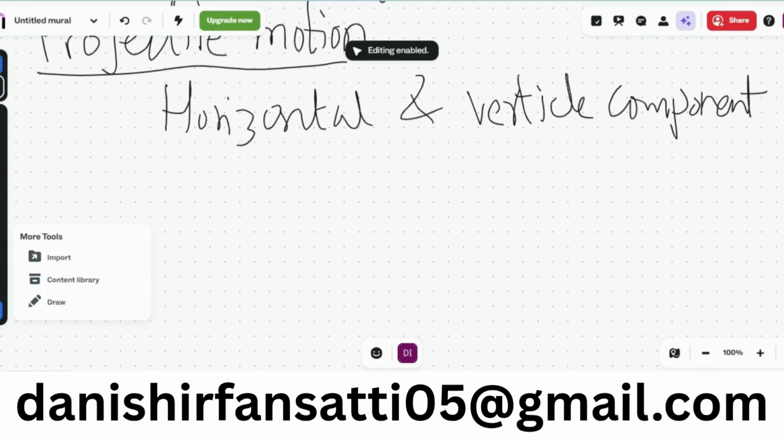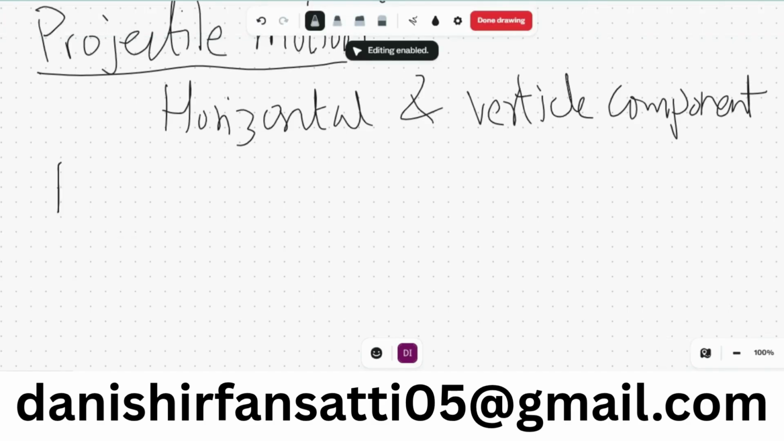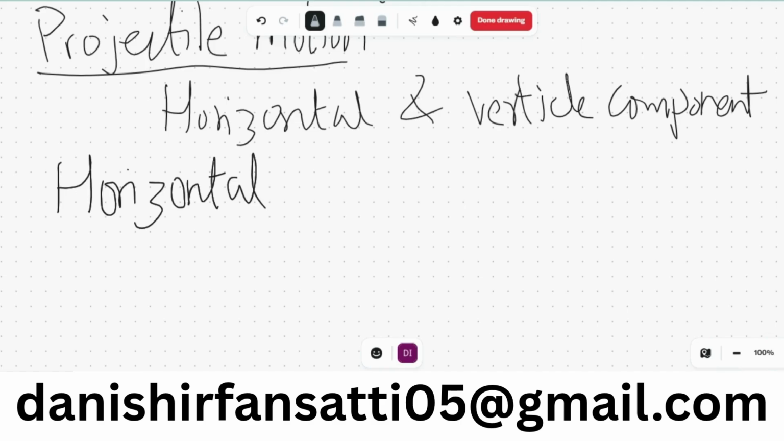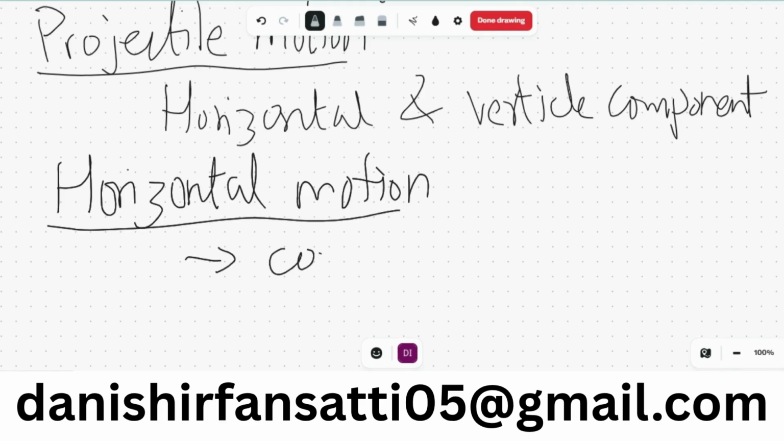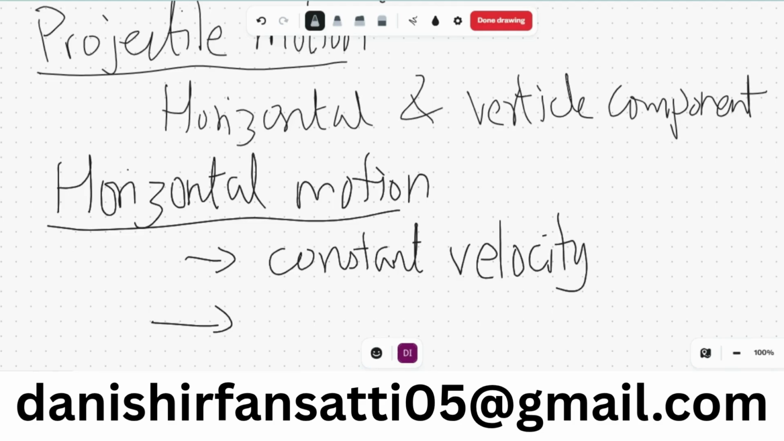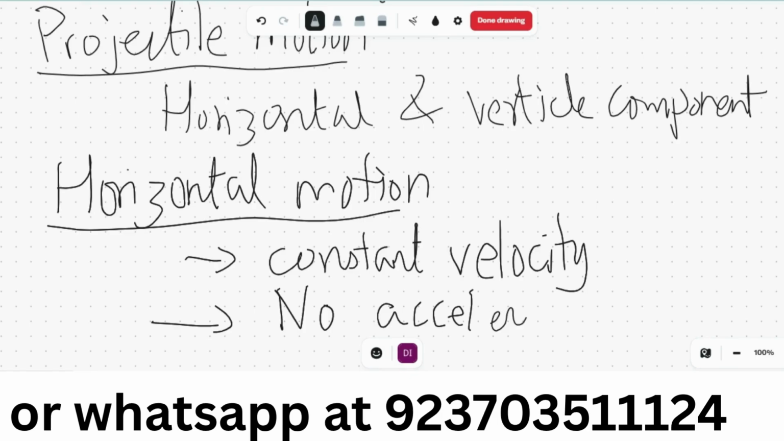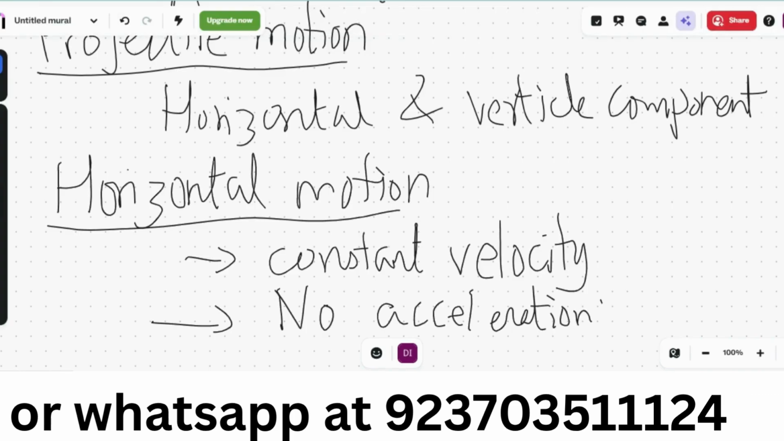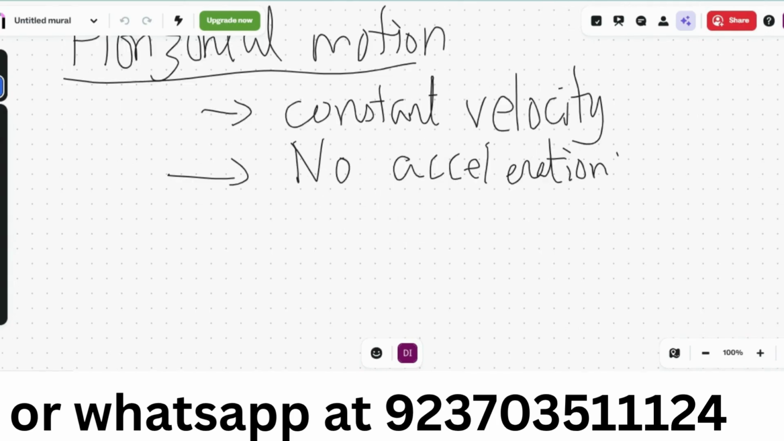In horizontal motion, we have to remember two things. First, it has a constant velocity, and there is no acceleration. You have to remember that in horizontal motion there is no acceleration, because velocity is constant.